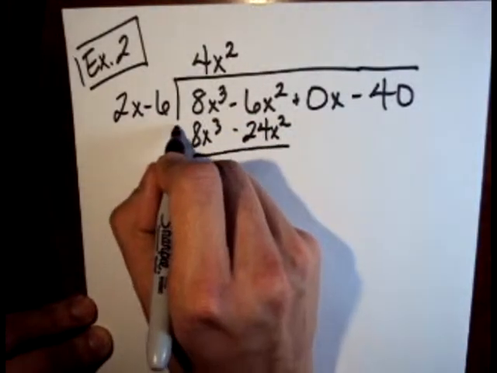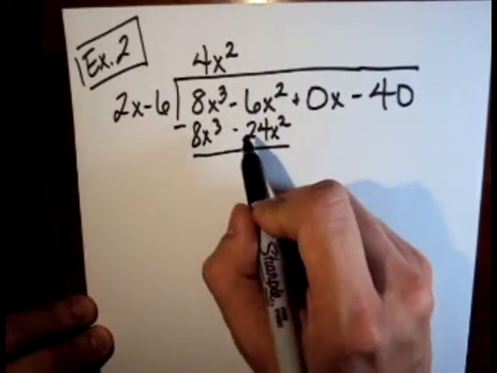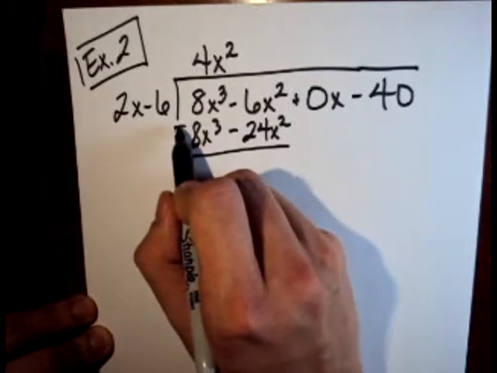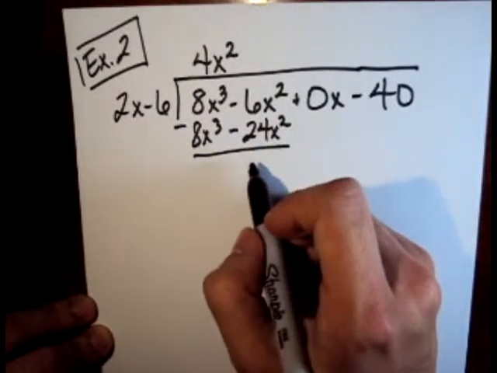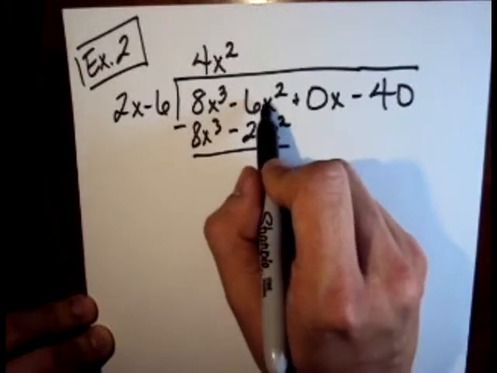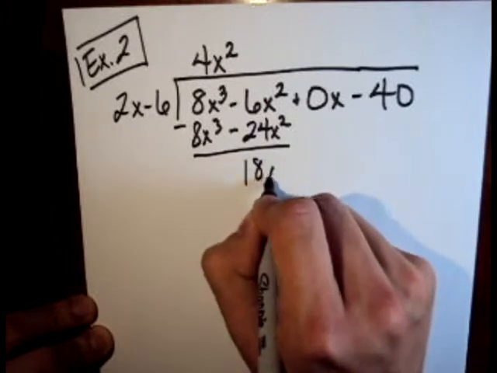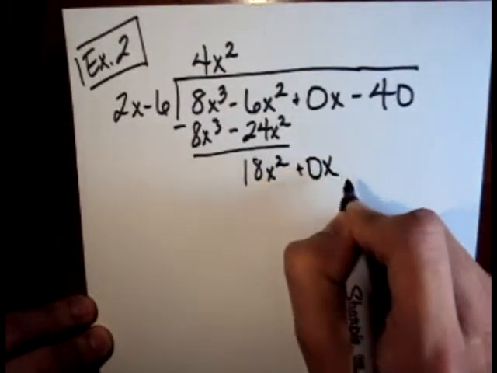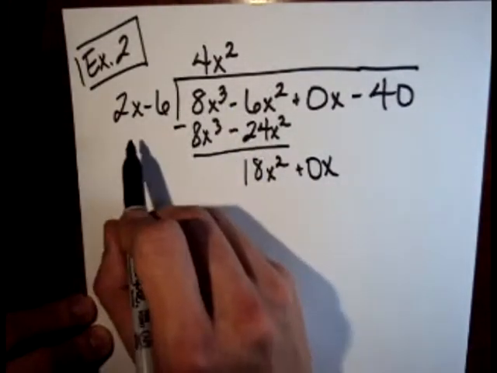Now we subtract. So the x cubed terms cancel out, but notice this, we have a negative 6x squared minus a negative 24. Now when we subtract a negative, that's the same as adding a positive. So what we have here is negative 6 plus 24, which gives us a positive 18x squared. Now we're going to bring our 0x down, our all-important space holder, and we divide again.